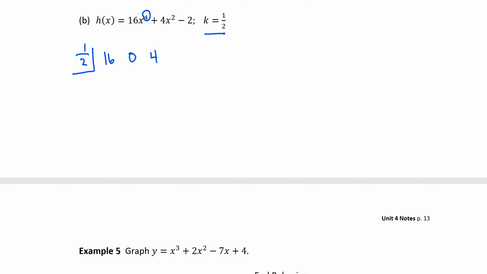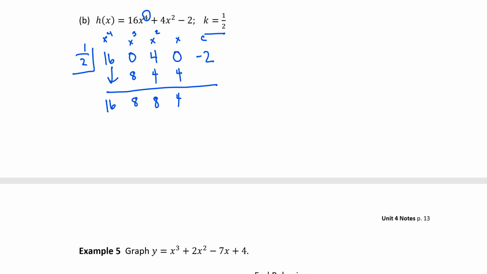We have 4x squared. We're going to put a placeholder in for x to the power of 1, and then our constant term. Remember, it's okay if you want to keep track of which coefficient you're doing. Put those up at the top. C there is for constant. Now, let's run our synthetic division process. 1/2 times 16 is 8, and 0 plus 8 is 8. 1/2 times 8 is 4, and 4 plus 4 is 8. 1/2 times 8 is 4, 0 plus 4 is 4, and 1/2 times 4 is 2, and negative 2 plus 2 is 0.